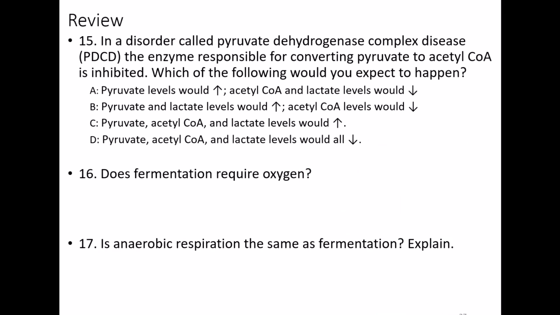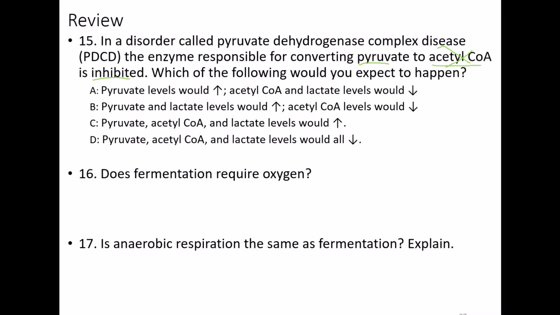Number 15 says in a disorder called pyruvate dehydrogenase complex disease, the enzyme responsible for converting pyruvate to acetyl coenzyme A is inhibited. Which of the following would you expect to happen? So this would probably be a good one to pause and think through before you just hear me spit out the answer to you. So if the enzyme that goes from pyruvate to acetyl coenzyme A is inhibited, that means we're not going to get any acetyl coenzyme A, or we'll have less acetyl coenzyme A. And then what would happen with our pyruvate levels? If we can't go from pyruvate to acetyl coenzyme A, we should have higher pyruvate levels.